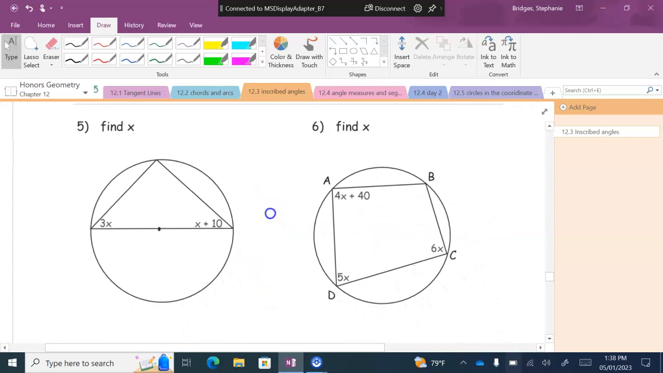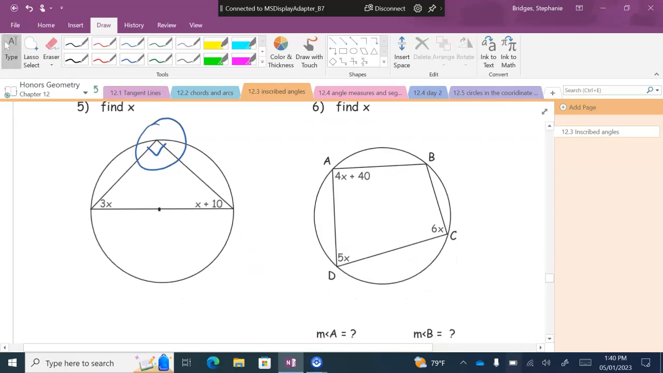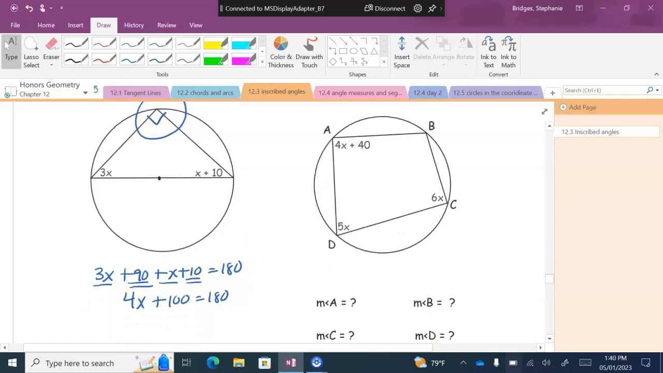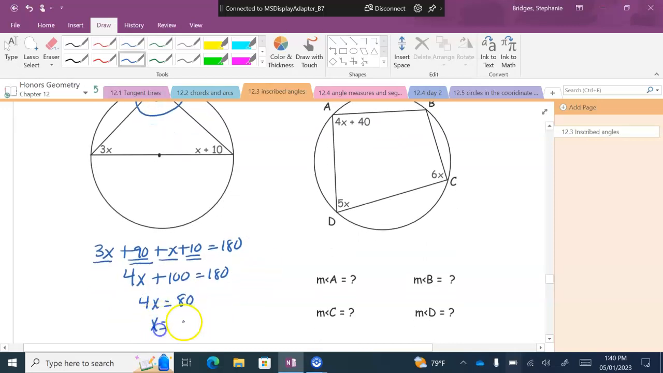Okay, try these 2, and then we'll take a look at our last theorem for today. So what is this angle going to be up here? It's a right angle because it is inscribed in a semicircle. And so then to find x, can I just do 3x plus 90 plus x plus 10 and have it equal to 180? So that's going to be 4x plus 100 equals 180. So therefore 4x is going to equal 80. So what is x going to be? 20. Okay.